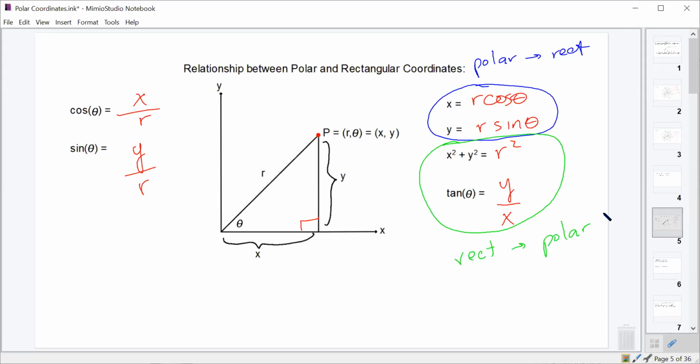So you will want to know those 4 formulas. X equals r cosine theta, y equals r sine theta, x squared plus y squared is r squared, and tangent theta is y over x. So make sure you memorize those ones. Everybody good so far?